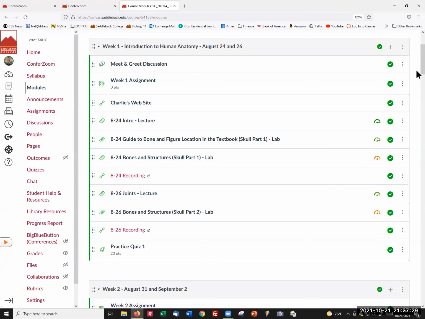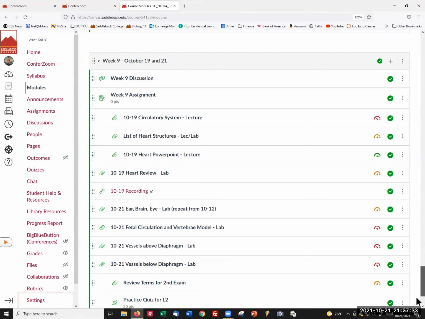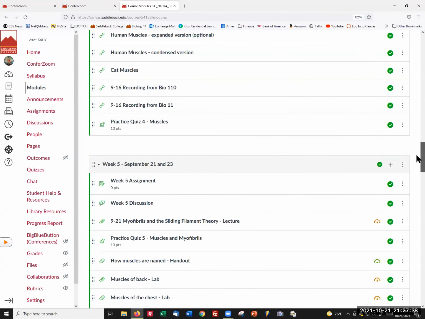Okay, this time you're seeing the modules, right? They're spinning right now down to the bottom. Yeah, we can see. Okay. Let me go back up.